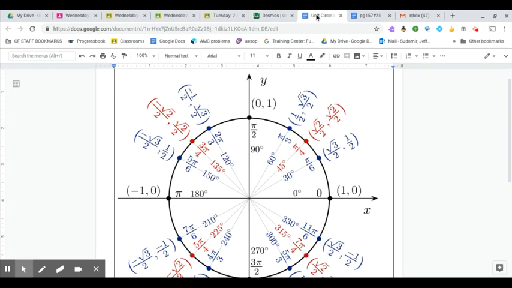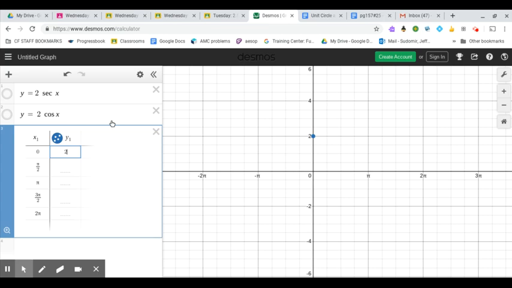From there, we can go to pi over 2 on the unit circle. Again, we're thinking 1 over x. That means that we're looking at 1 over 0. The problem is that 1 over 0 is undefined. And just like in other graphs that we've done so far, that undefined means that it is going to be a vertical asymptote.